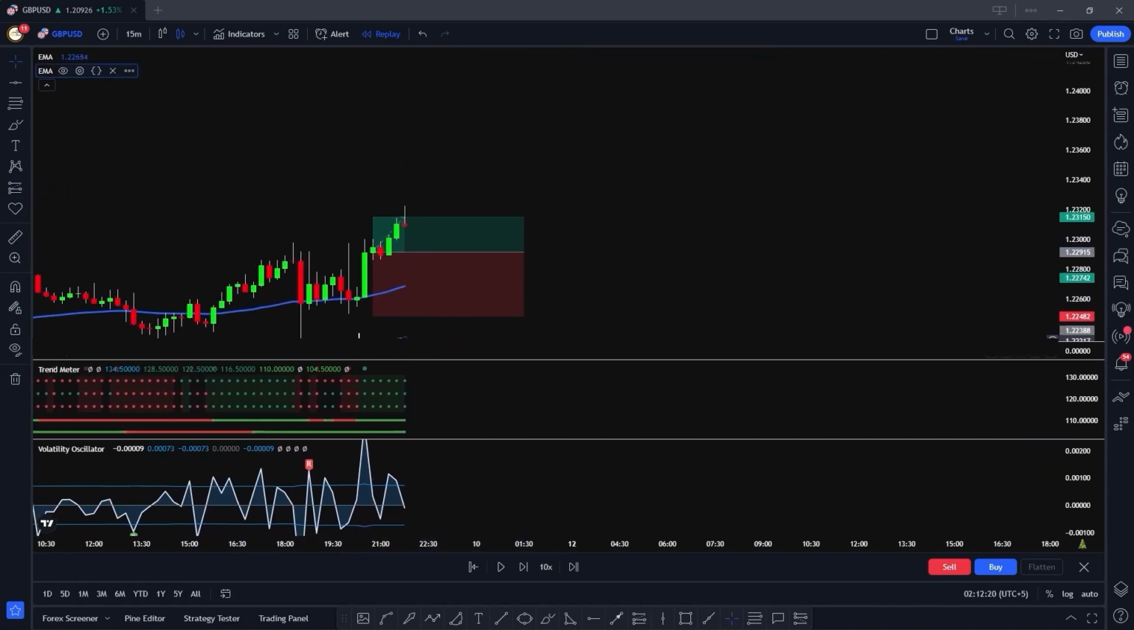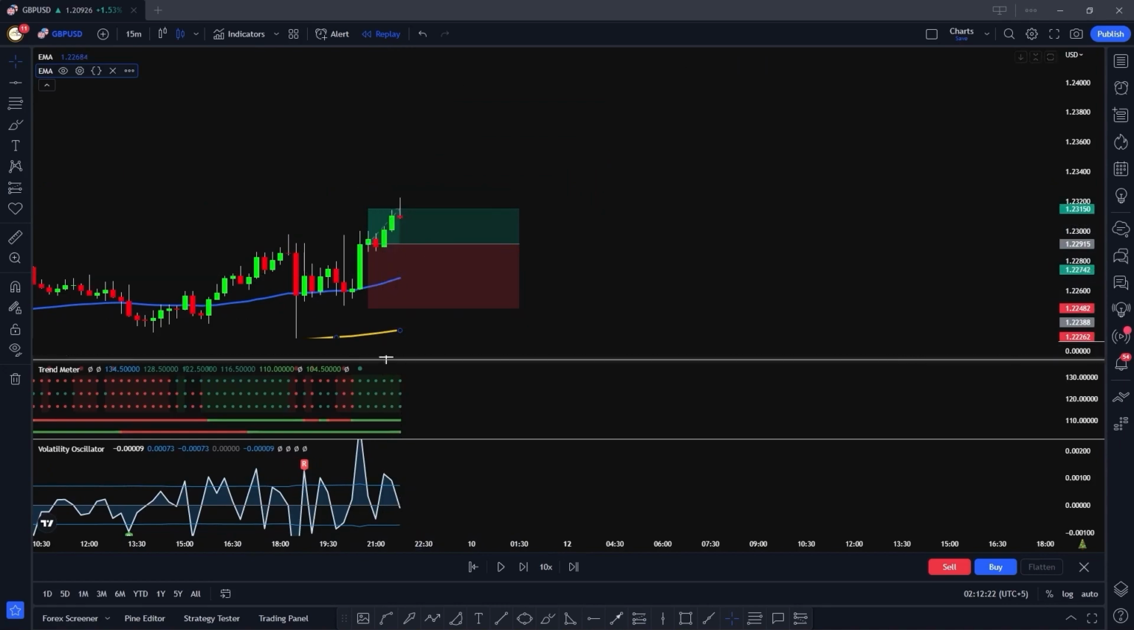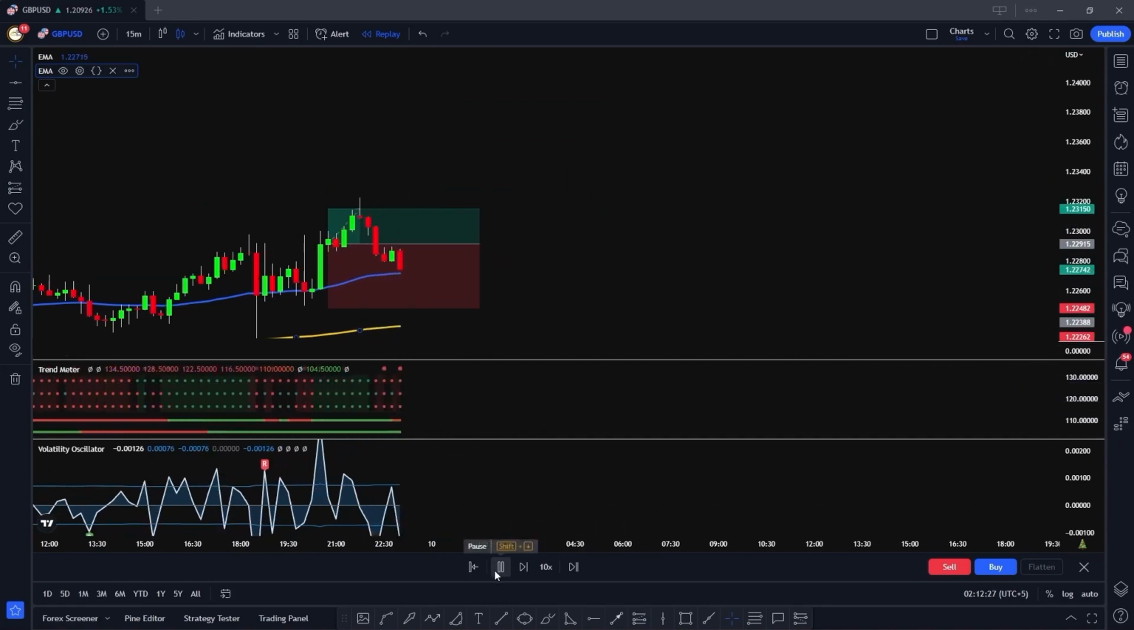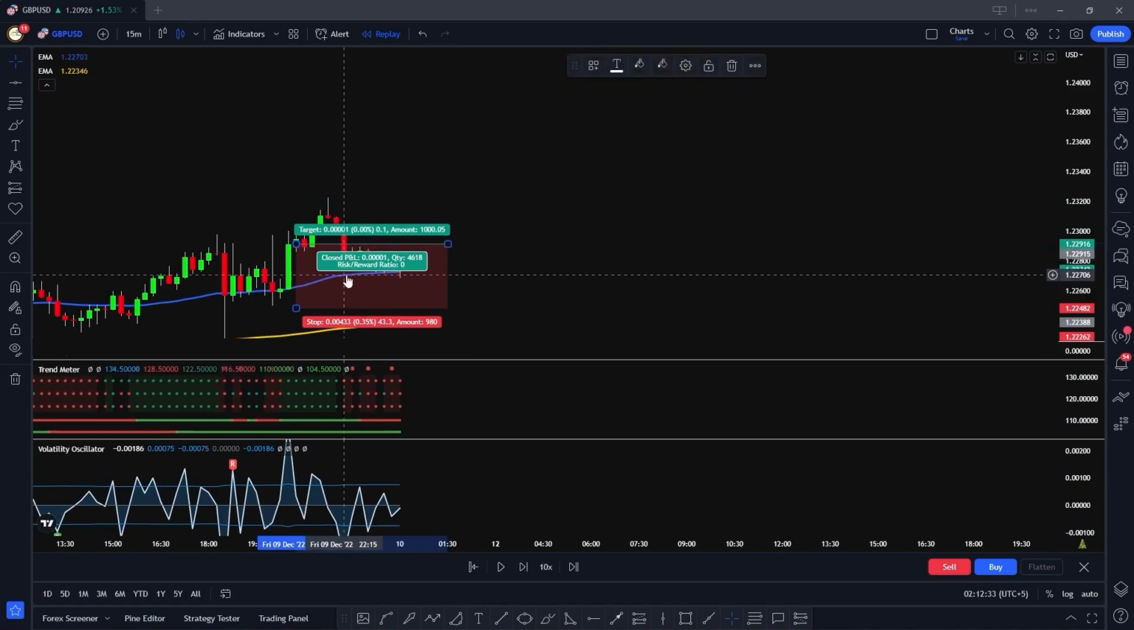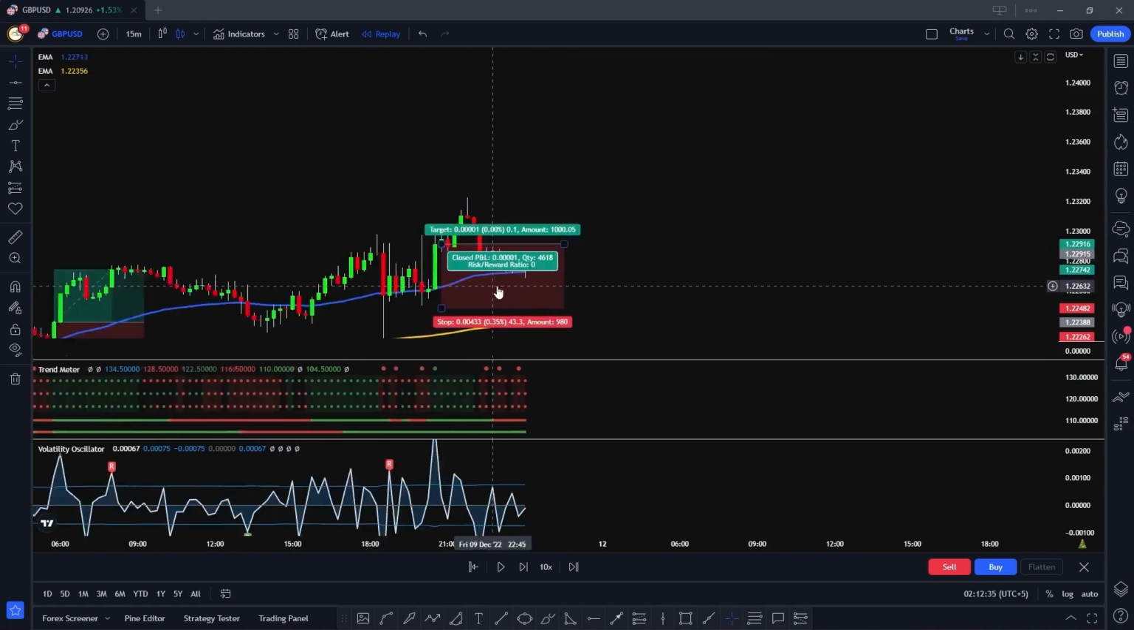And in order to close our trade, we'll wait for the formation of a red dot in the trend meter line. So our red dot forms here, so we'll close our trade at the close of this candle. Now this trade did not go in our favor, but we'll wait for any other trade to form.